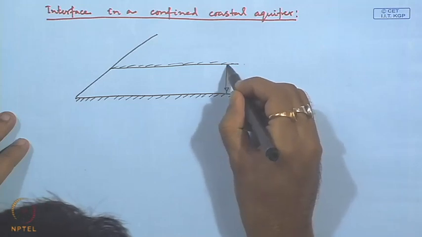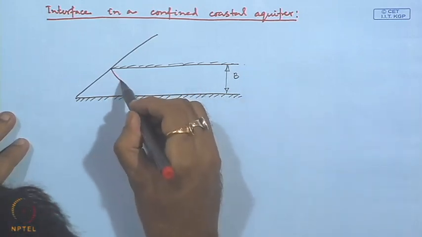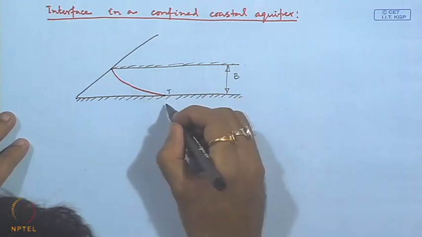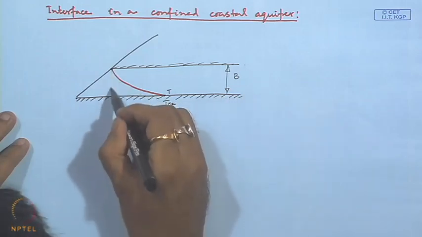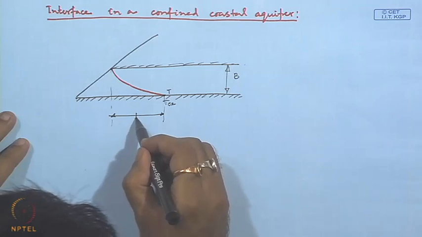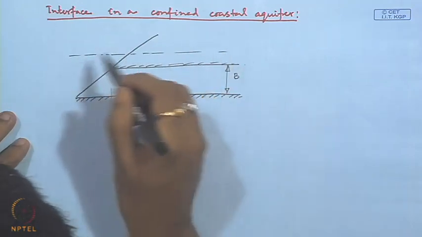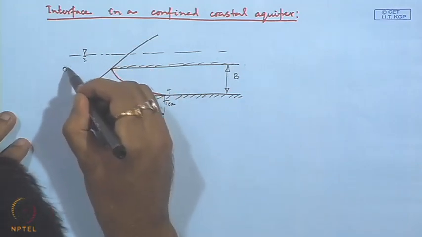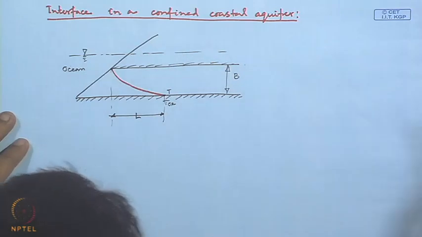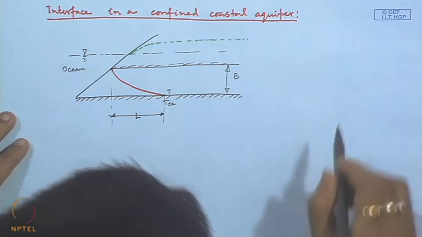The thickness of this confined aquifer is B. Again, we have the interface. This point T, or capital T, is called the toe location. Then the length of this wedge, that we have already assumed, is L. Then we have the location of the sea surface or ocean surface, and the location of the groundwater table is this green line.